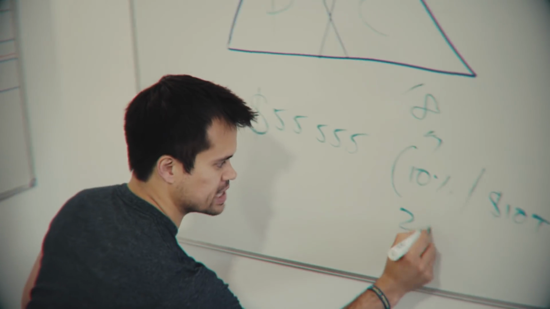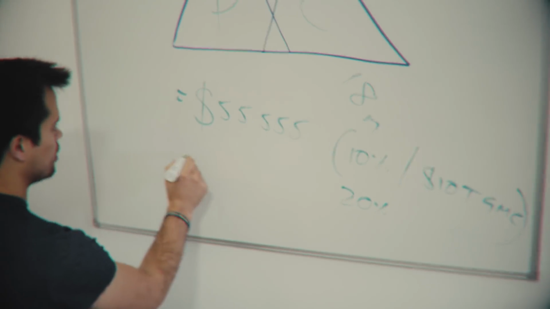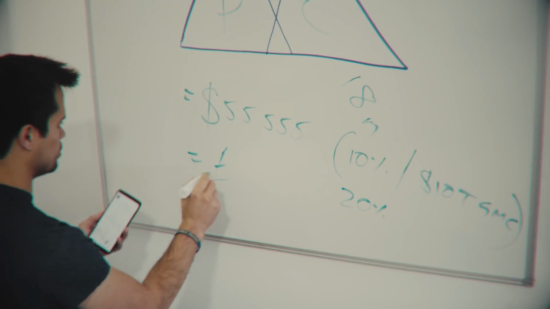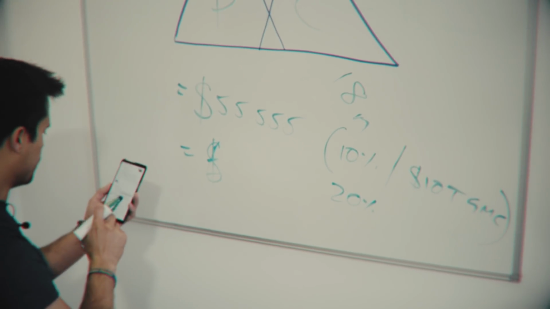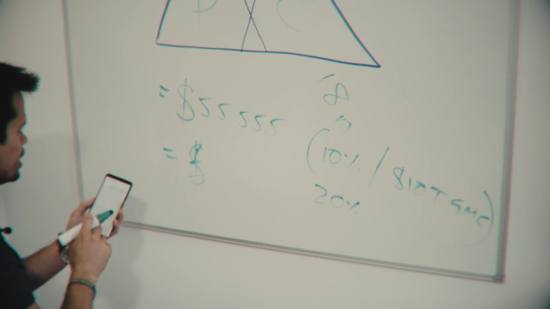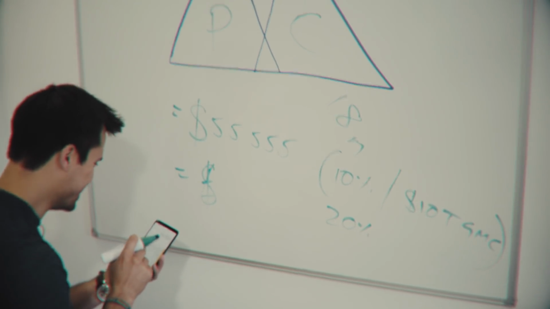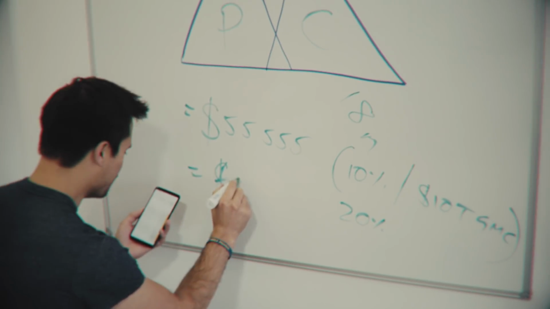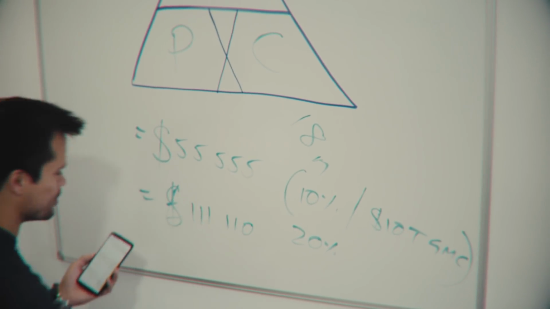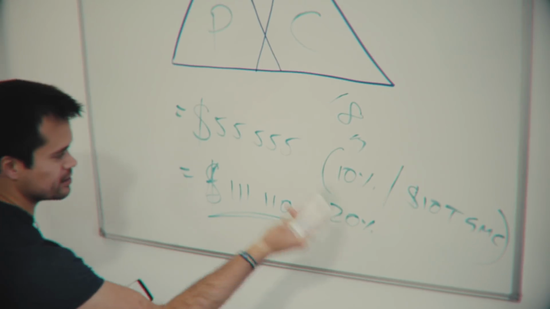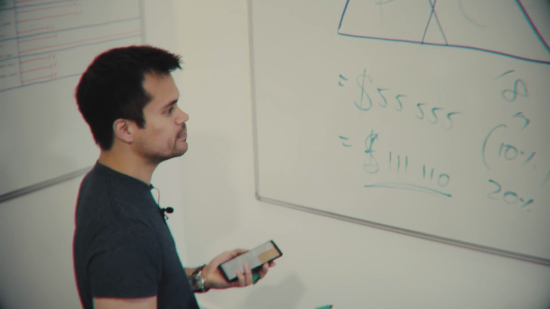So if it's 20% market share and we hit 10 trillion, that's double that. So this is how bad I am, not pounds, dollars. I can't even do this in my head. Times 2. 111,110. There we go. So that's with 20%. So hopefully that makes sense.